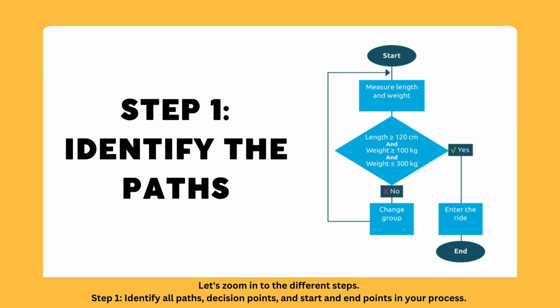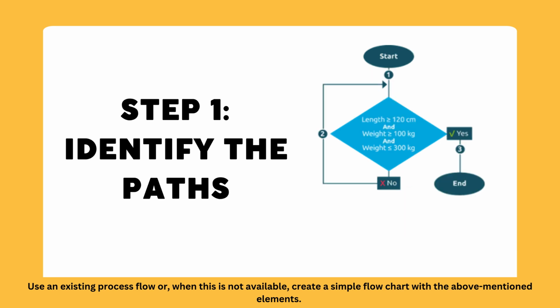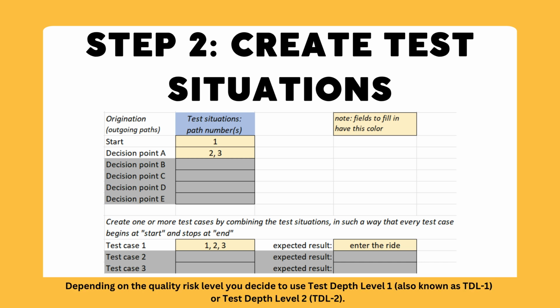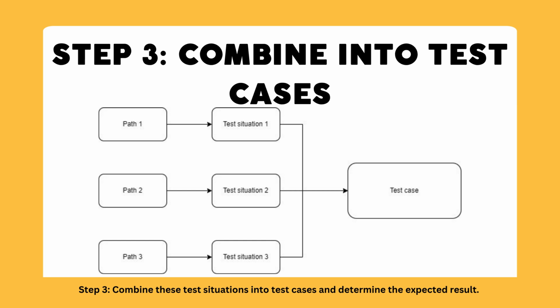Step 1. Identify all paths, decision points, and start and end points in your process. Use an existing process flow or, when this is not available, create a simple flowchart with the above-mentioned elements. Step 2. Create test situations using the paths and decision points. Depending on the quality risk level, you decide to use Test Depth Level 1, also known as TDL1, or Test Depth Level 2, TDL2. The different levels of coverage will be explained with a practical example later. Step 3. Combine these test situations into test cases and determine the expected result.